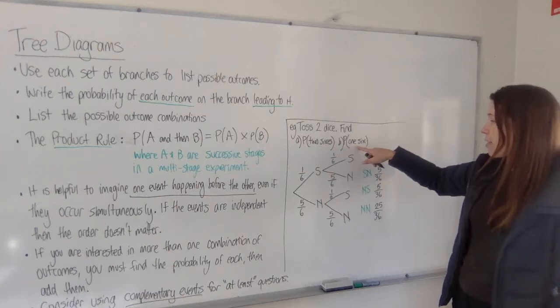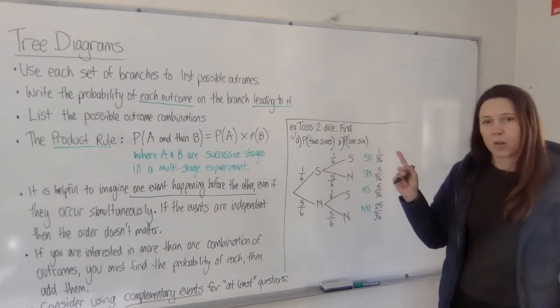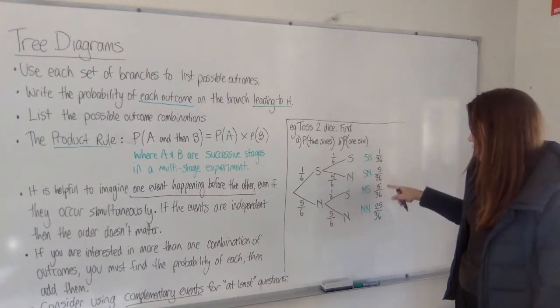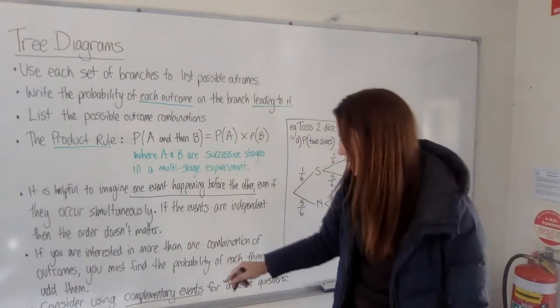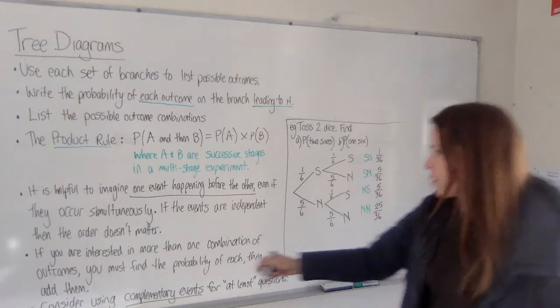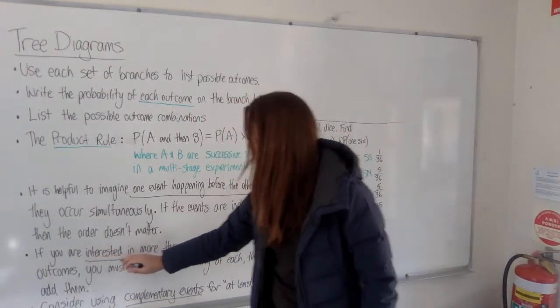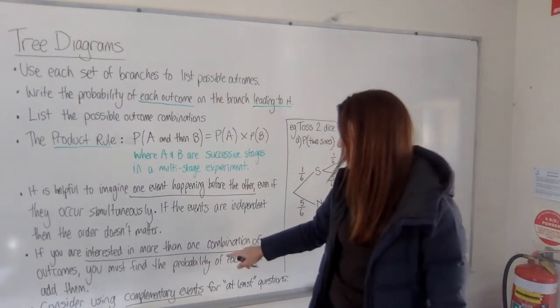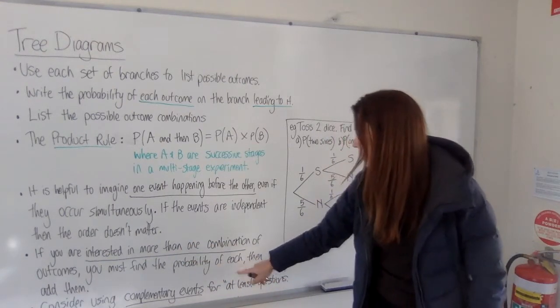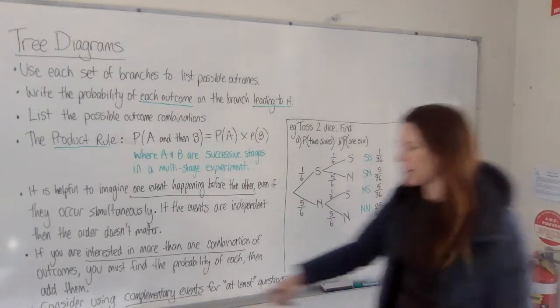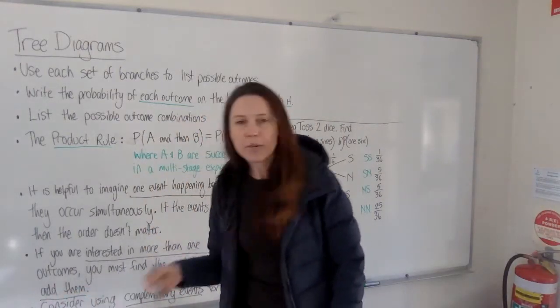The probability of getting 1 6 though, well, this is a little bit more complicated because there's 2 ways that it can happen. So I'm going to zip down here to, if you're interested in more than one combination of outcomes, you must find the probability of each and then add them. Now, why do we need to add them?